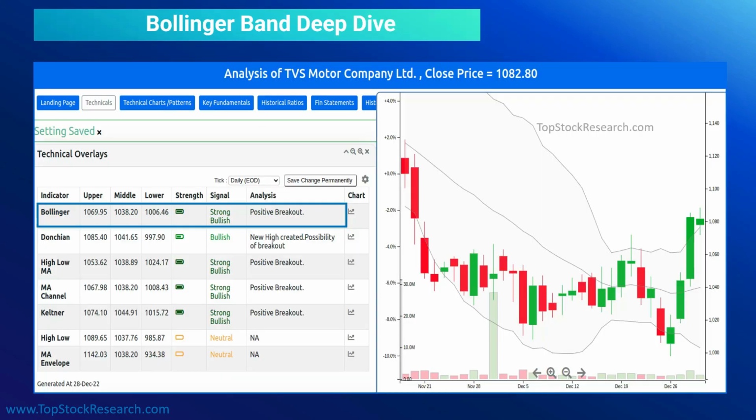Like what we have seen with RSI and MACD in the previous sessions, for every indicator we not only show the values, but also what the strength is. In this case, it says strong bullish, and there's also a brief commentary which says it's a positive breakout. Positive breakout with strong bullish means that price has crossed above this band. We'll try to understand what it really means in trading analysis. This is typically how you see it.